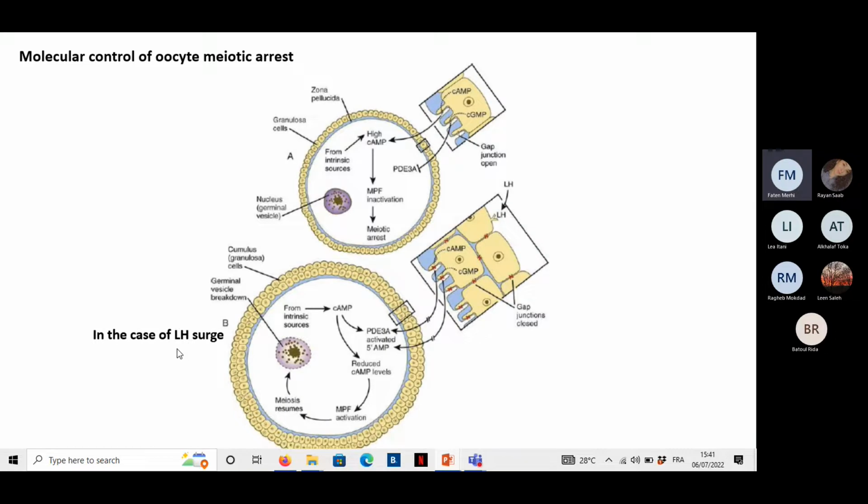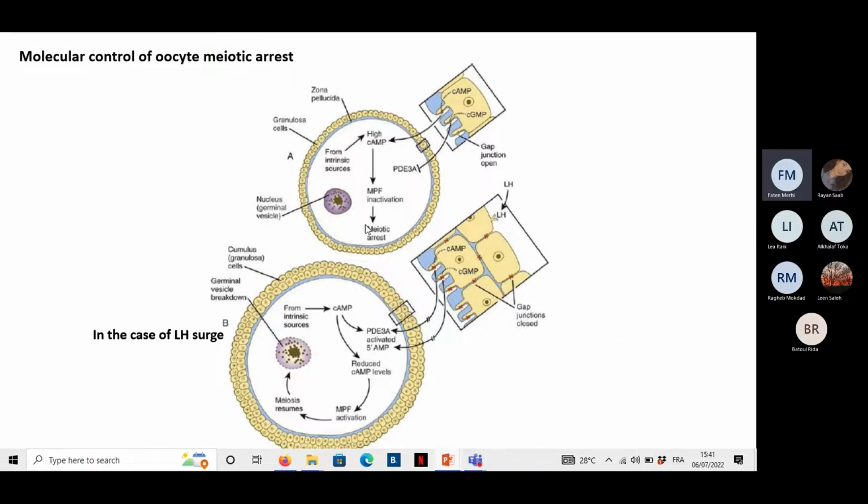So under the action of the LH, we will have a decrease in the OMI levels in the granulosa cells. This OMI controls the levels of the cyclic GMP in the granulosa cells, and also controls the gap junctions. So when the OMI levels are decreased, the gap junctions will be closed, and no more cyclic GMP can pass from the granulosa cells to the oocyte. This will lead to the cyclic AMP being hydrolyzed inside of the oocyte, and then we will have reduced cyclic AMP levels and MPF activation. Due to the MPF activation, the meiosis resumes. So this is how the meiosis 1 arrest works.